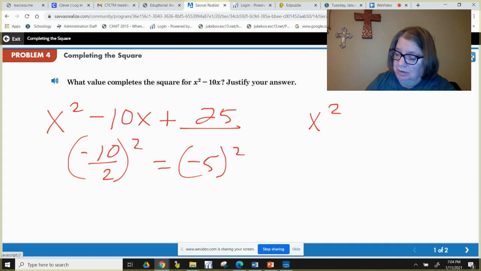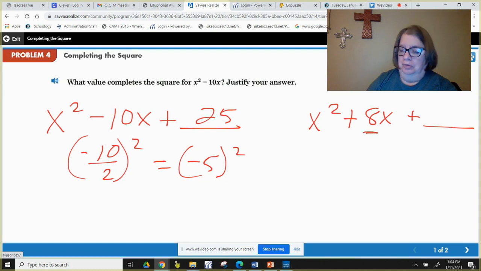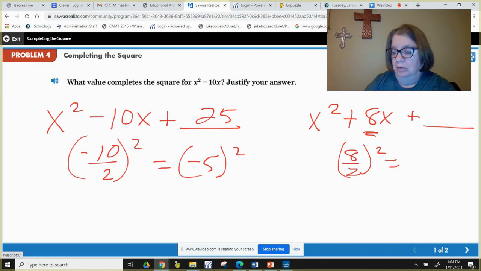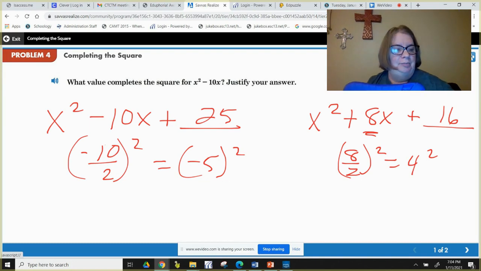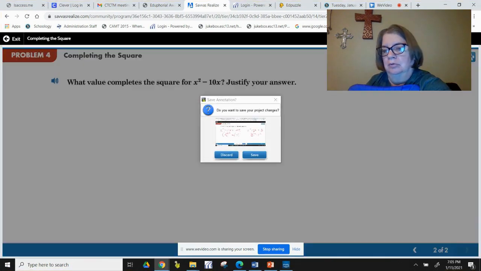Okay, we had another one that we did a while ago, x squared plus 8x. I need to know what number completes that square, makes it a perfect square trinomial. So I would take this one and divide it by 2 and square it. 8 divided by 2 is 4. 4 squared is 16. Okay, that's complete the square. The key step to completing the square is half the middle term and square it.